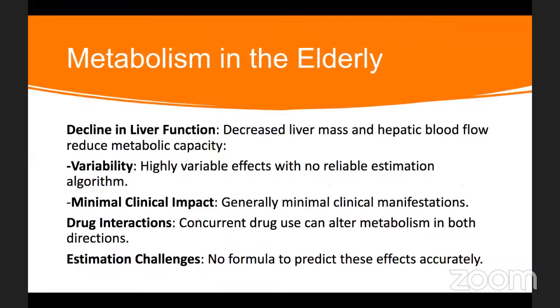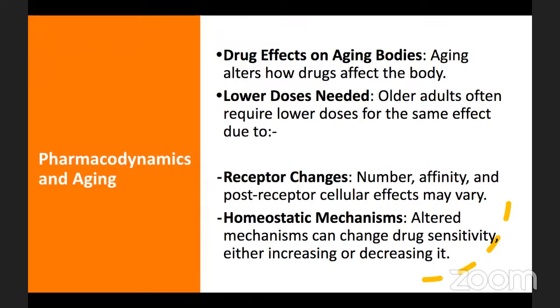Continuing on metabolism in the elderly, drug effects on aging bodies. Aging alters how drugs affect the body. Lower doses needed. Older adults often require lower doses for the same effect due to two reasons. Receptor changes: the number of receptors, affinity, and the post-receptor cellular effects may vary. Homeostatic mechanisms: altered mechanisms can change drug sensitivity, either increasing or decreasing.